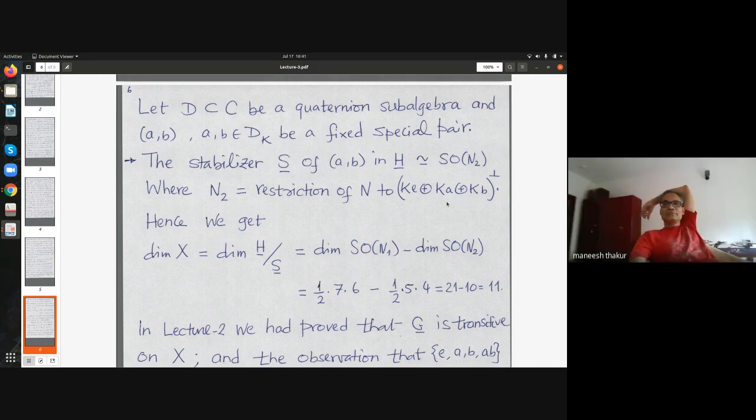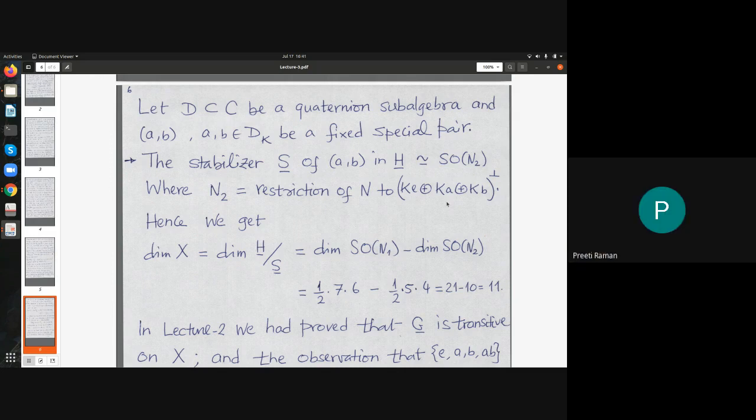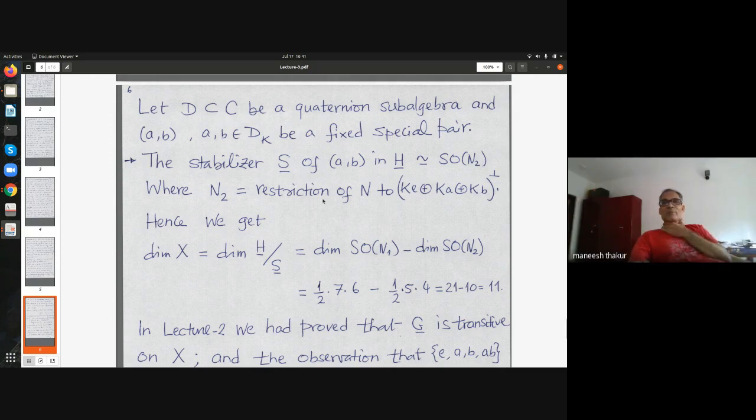The stabilizer sits inside SO N2. I was just thinking about the converse, but that's also clear. By definition, it is the restriction of the stabilizer to N2, the perp of this form, so it fixes these three elements. So the isomorphism is just restriction.